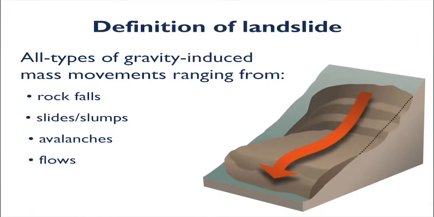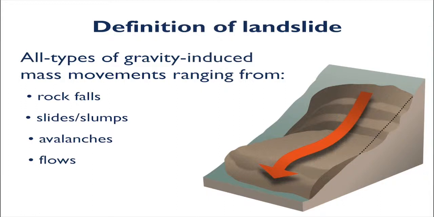So what is a landslide? Landslide is sort of a generic term for all types of gravity-induced mass movements. Now that's a lot of new words, right? A mass movement is a large movement of soil or large movement of the earth itself, and these are all induced by gravity. So things that go up must go down, right? And so that's driven by gravity in the case of a landslide.